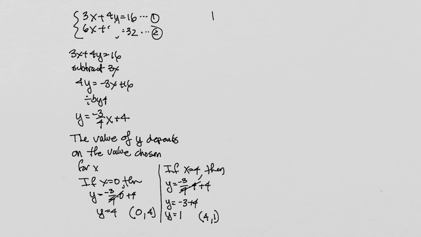So in general, if we let x equal any number, let's call it t, then y is equal to negative 3/4 of that t plus 4, and our ordered pairs look like this: t, negative 3/4 t plus 4.